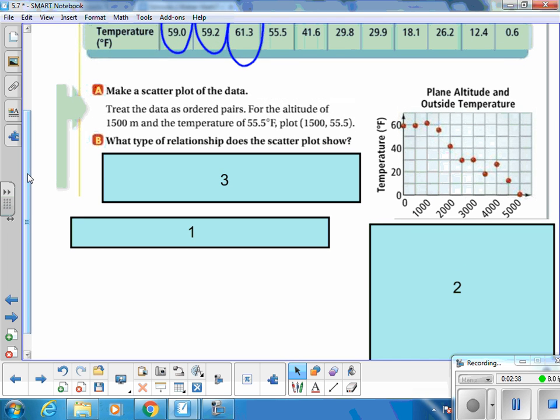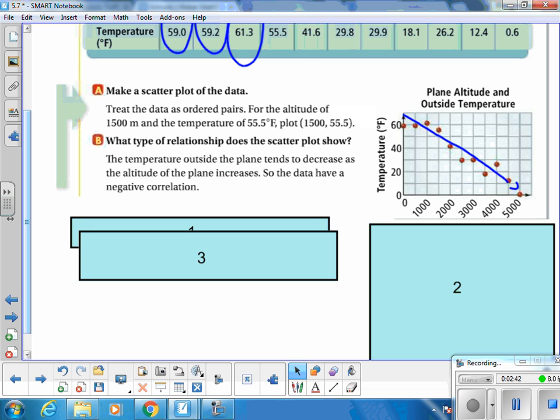What type of relationship does the scatter plot show? We can see it does show a bit of a negative correlation on this one. As the plane's altitude increases, the temperature decreases.